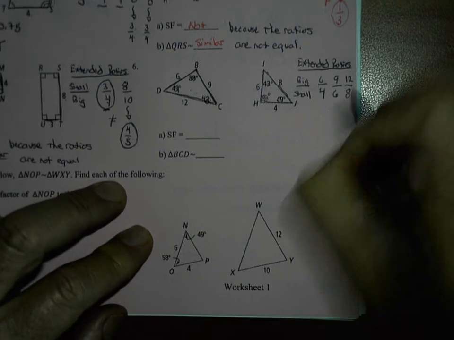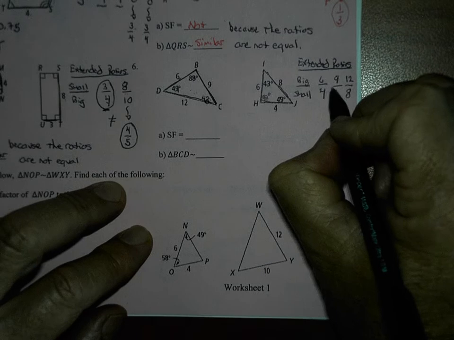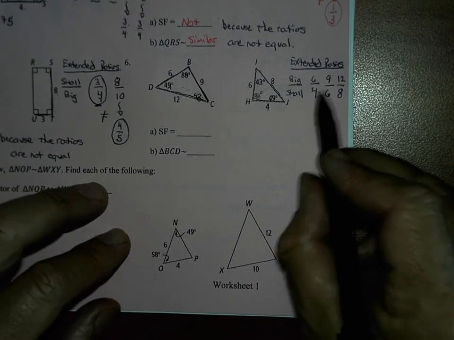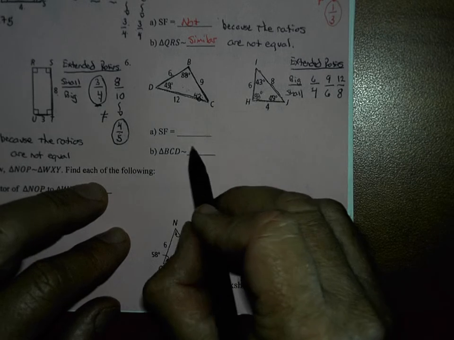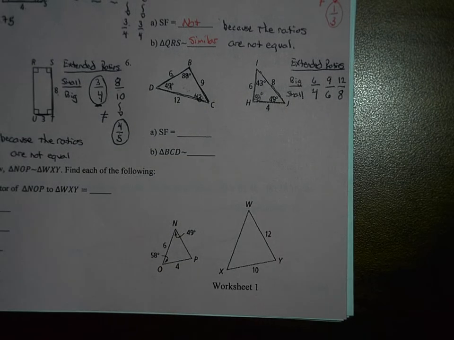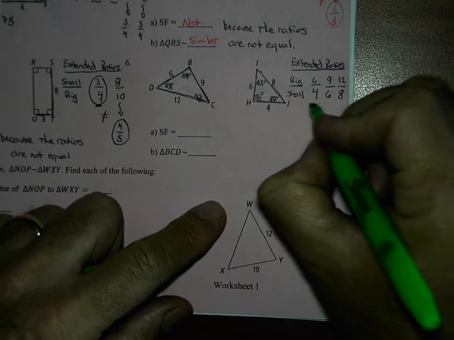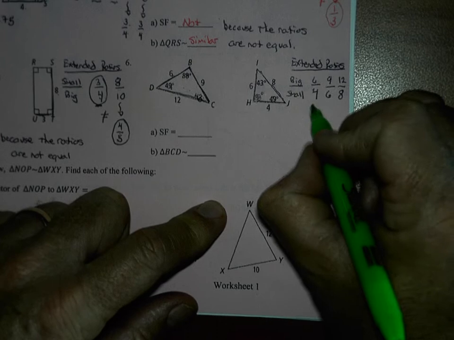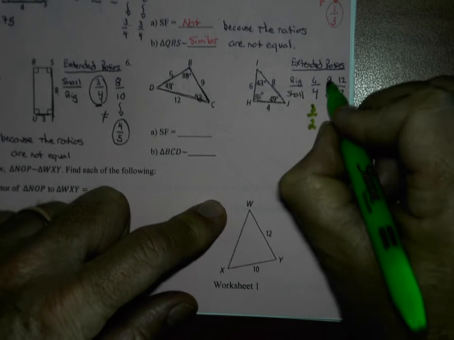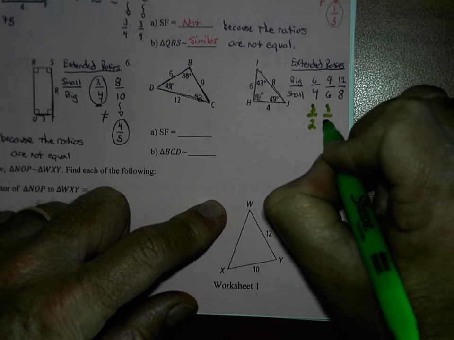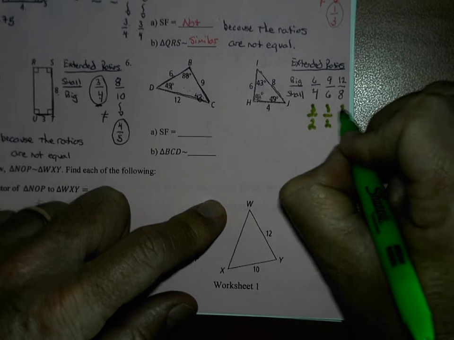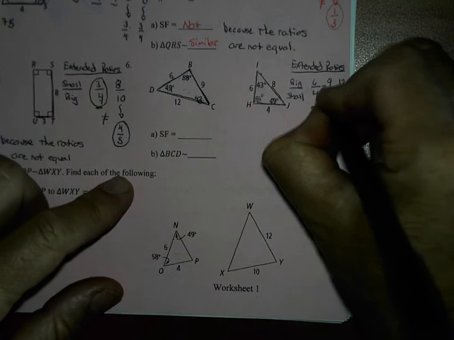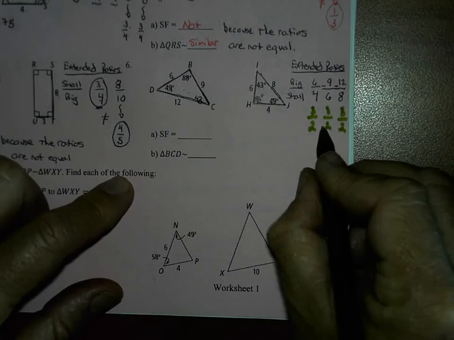Now if I just looked at them and didn't know anything about fractions, I would say they don't look the same, therefore they're not equal, therefore these shapes are not similar. But don't jump to that conclusion, because the first thing you need to do is reduce. So what does 6 over 4 reduce to? That reduces to 3 over 2. 9 over 6 also reduces to 3 over 2. And 12 over 8 also reduces to 3 over 2. So all the extended ratios are equal to each other. So what does that mean? It means the shapes are similar.